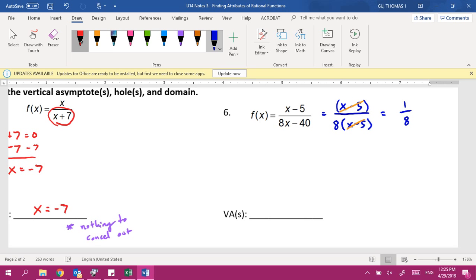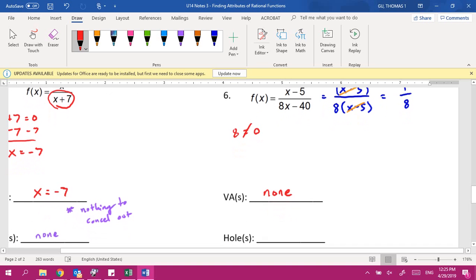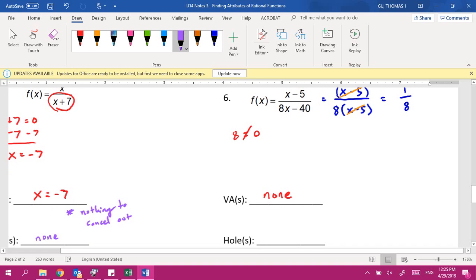Okay, so now what are my vertical asymptotes going to be? How do you find a vertical asymptote? You set the denominator equal to 0. What's in the denominator? 8. So does 8 equal 0? No. So that means there's no vertical asymptotes. Okay, so then, as for the holes, remember a hole has a coordinate. It has an x and a y value, right? So can you tell me what the x value is? Do you know what it is?